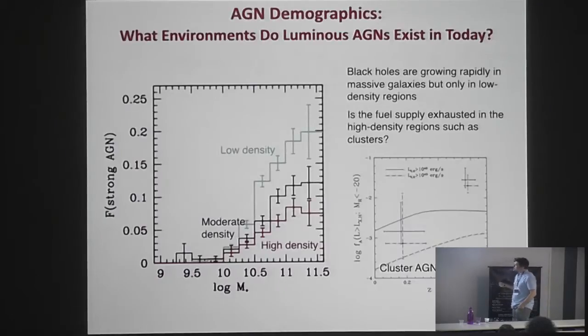What environments do AGN sit in? Again, if you look at the stellar mass, we see that the AGN are mostly in these high stellar masses, but you'll also notice that the AGN fraction of basically strong AGN seem to be a little bit more prevalent in low density environments versus moderate or high density environments. And naively, why would this be?